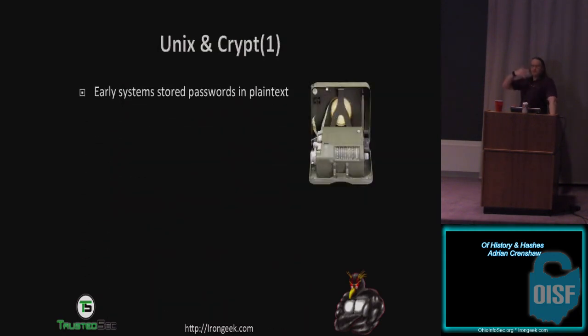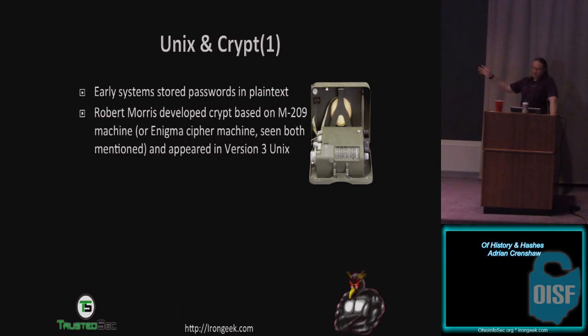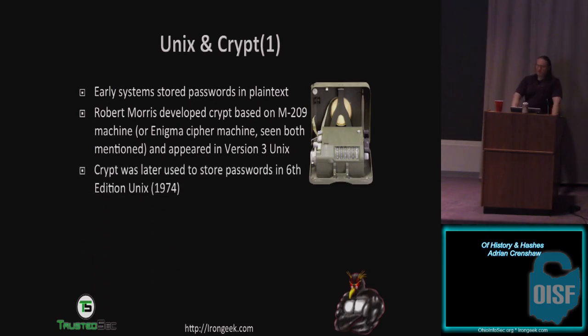This eventually led on to Unix, and the earliest Unix systems, to my understanding, the passwords were still in clear text in the file. So if you had access to the system, you'd most likely be able to see them. Robert Morris developed crypt based on the M209 machine. Some people say the Enigma cipher machine, but my understanding is that's a false statement. Some people have said that, but apparently it was actually the M209 that the algorithm was based on, and that appeared in Unix version 3. But I believe that one was just to encrypt files and such.